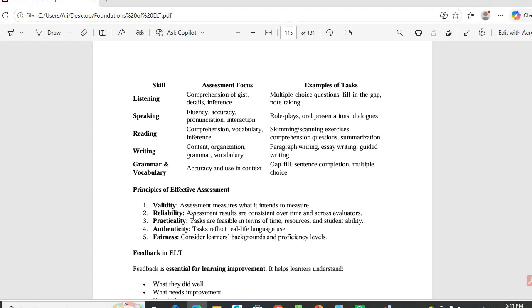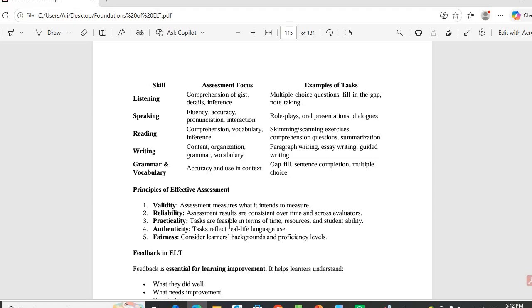What are the principles of effective assessment? The assessment should have validity: assessment measures what it is meant to measure. Reliability, that means the test should be reliable. The assessment results are consistent over time and across evaluators.